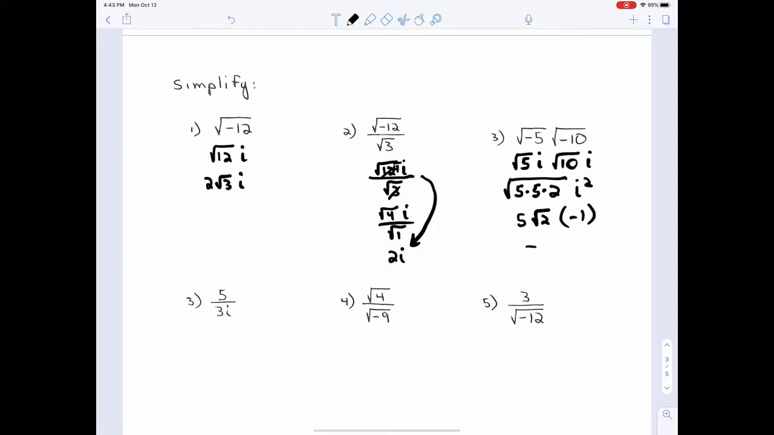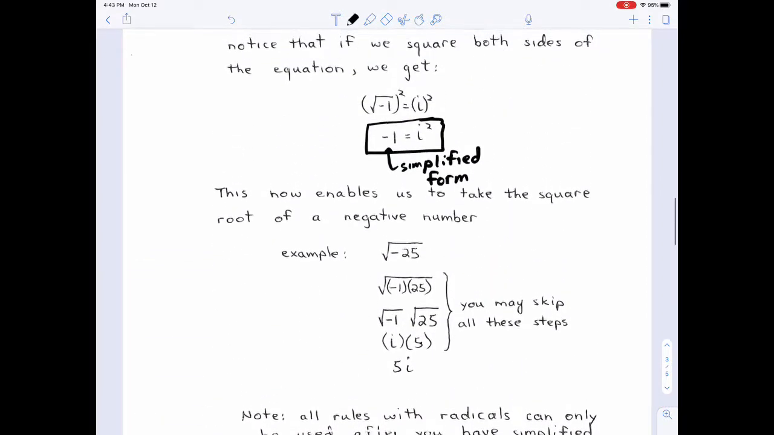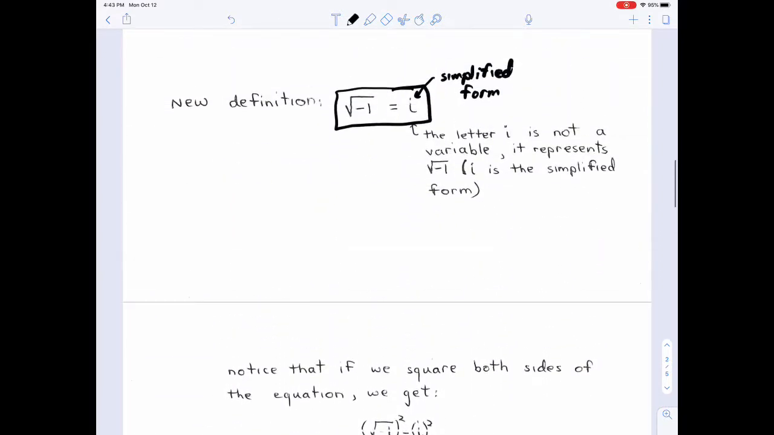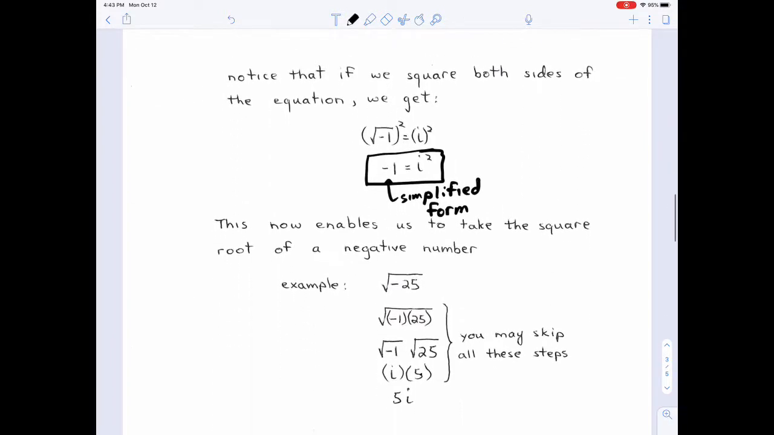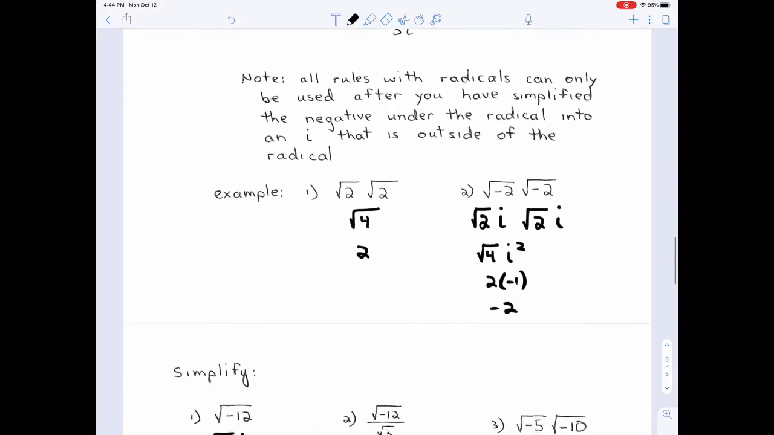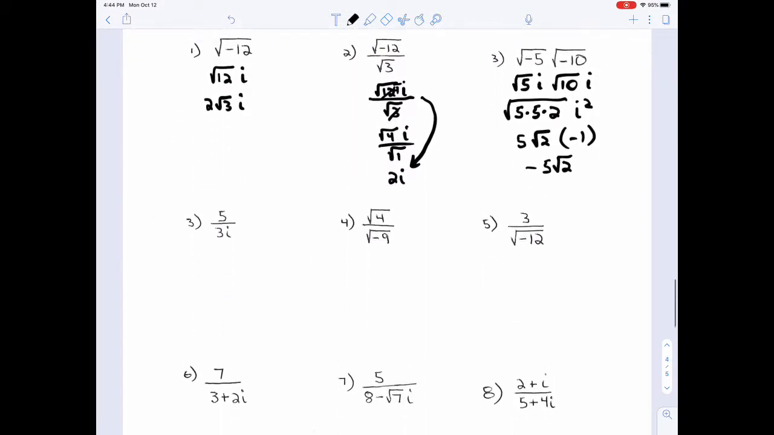And then that's negative 5 square root of 2. Remember up here, the square root of negative 1 is i, but i squared is negative 1. And I know I'm going through this pretty quickly. Okay? Now, what is there to do here?